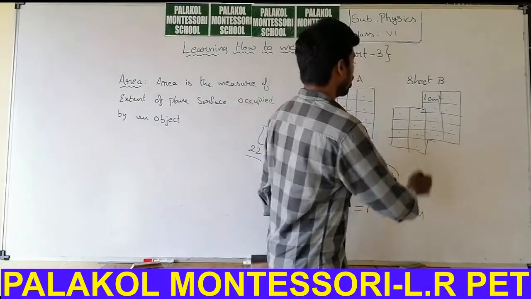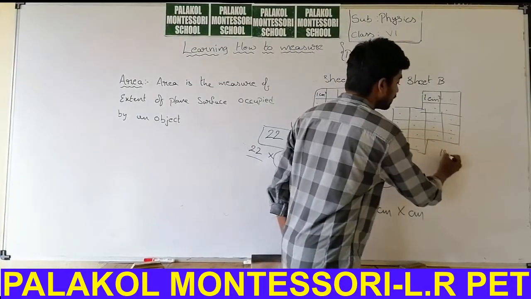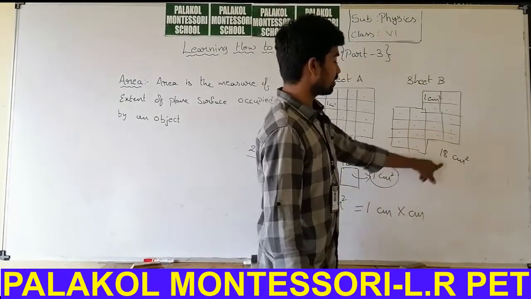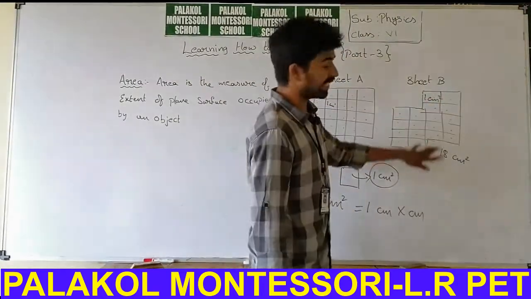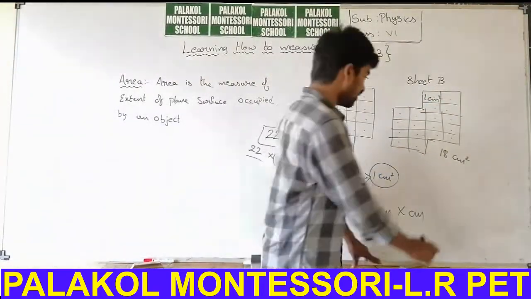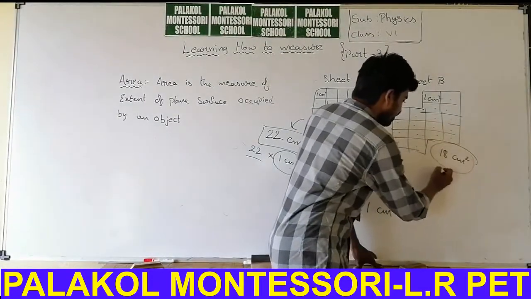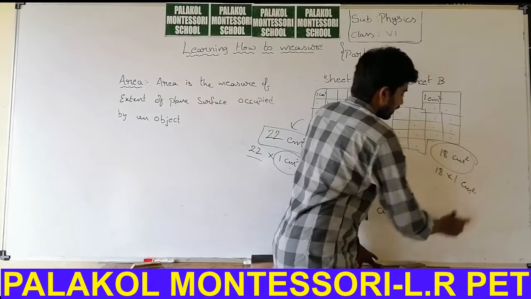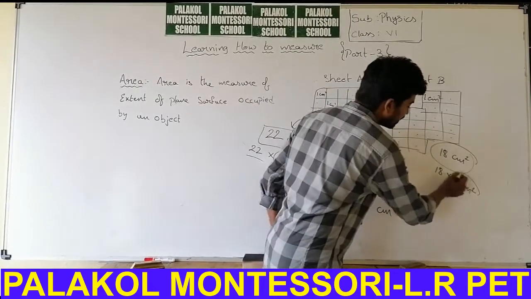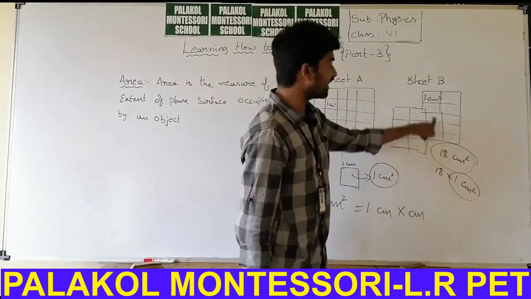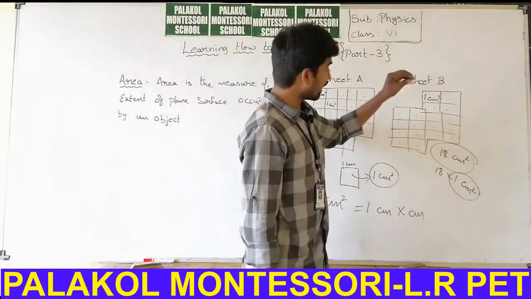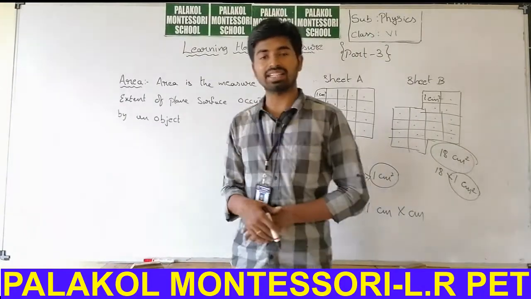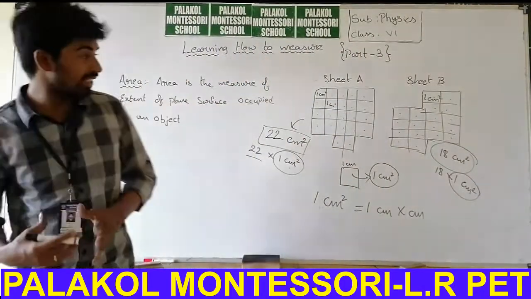So let us see how many boxes you have got. 18 centimeter square. So you have got a total of 18 boxes. That's why the area of this sheet is 18 centimeter square. What does this indicate? You can write this as 18 into 1 centimeter square. How many 1 centimeter square boxes are there? 18 are there, and hence the area of this sheet is 18 centimeter square. So this is about area.